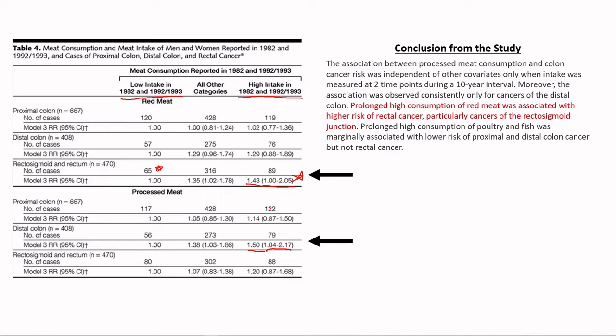Additionally, it is impossible to calculate the absolute risk reduction or attributable risk, as we do not know the denominators for these data. In other words, while we know that 65 people in the low intake group had rectosigmoid and rectal cancer, we do not know out of how many subjects this was. Thankfully, we have all of this data in Table 3 on the next slide.